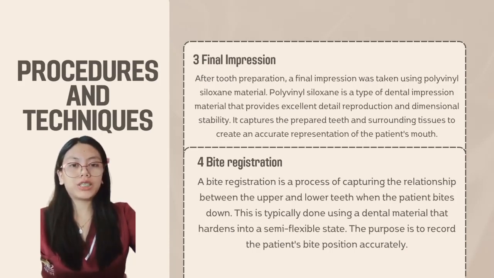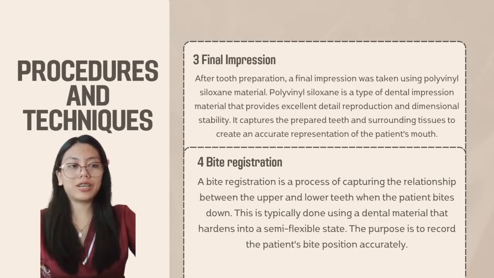Third is the final impression. After tooth preparation, a final impression was taken using polyvinyl siloxane material. Polyvinyl siloxane is a type of dental impression material that provides excellent detail reproduction and dimensional stability. It captures the prepared teeth and surrounding tissues to create an accurate representation of the patient's mouth.